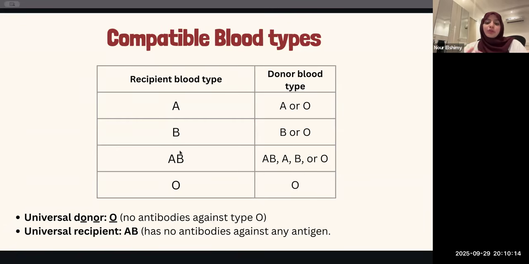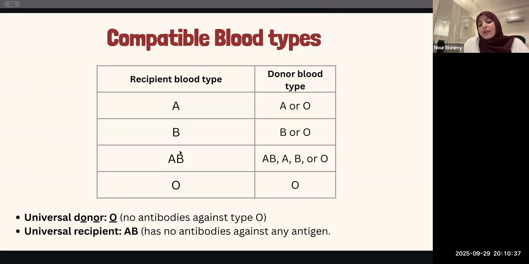And finally, blood group O, since it has antibodies against both A and B, cannot deal with antigens A and B, and that's why it only receives blood from their own group, O. And that's why it's a universal donor. Universal donor means it could give to all other blood groups.